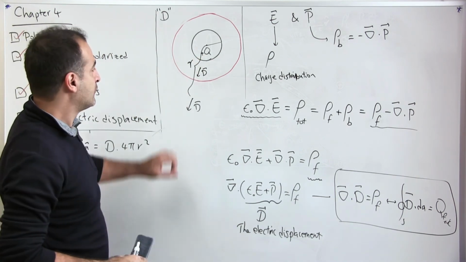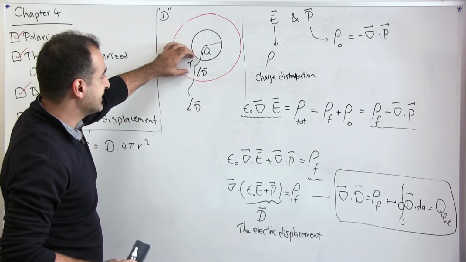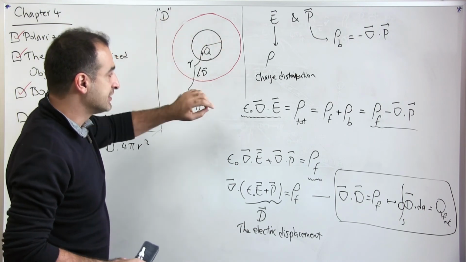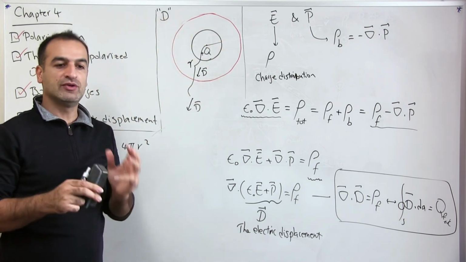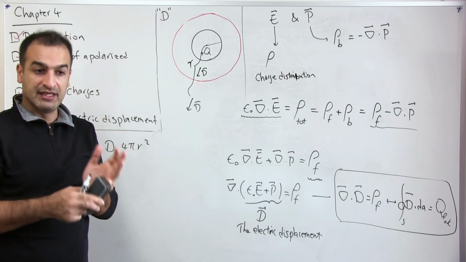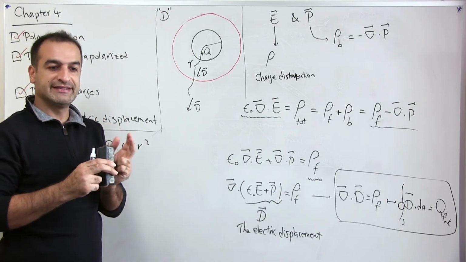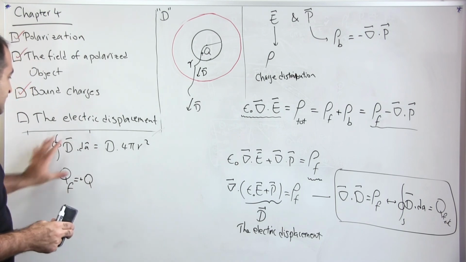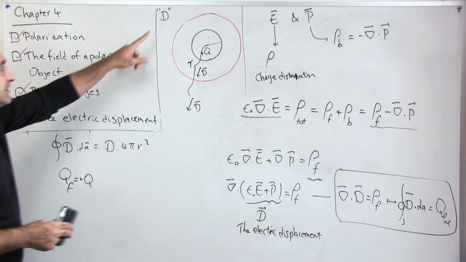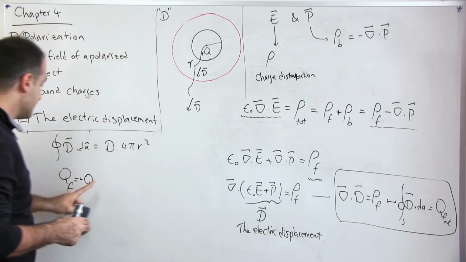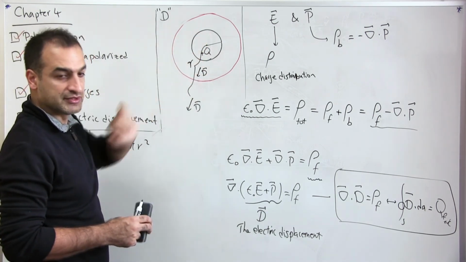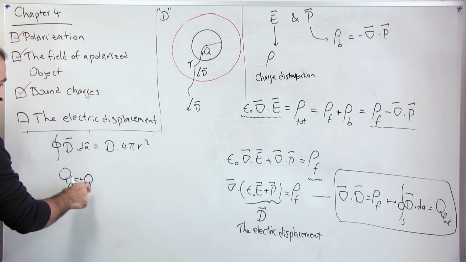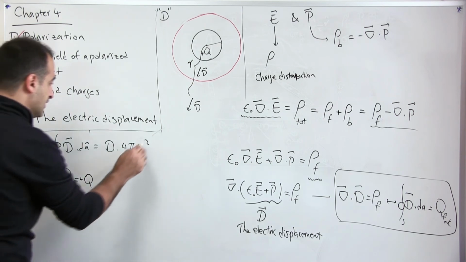Of course, if you look at this dielectric material here, there are some bound charges as well. There's going to be polarization as well. We don't know what that polarization is yet, and we don't know what those bound charges are yet. But here we don't need to care about that. If we want to look at the electric displacement, we only look at the free charge, which is the obvious part of the charge distribution in the problem. So QF is going to be equal to positive Q.